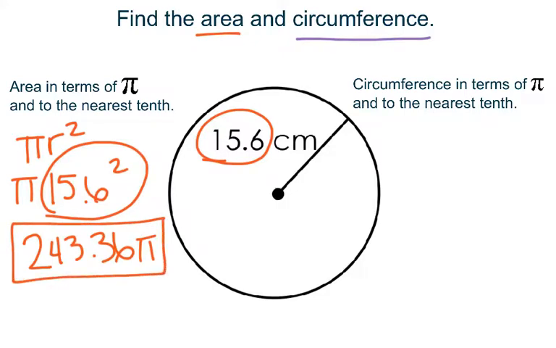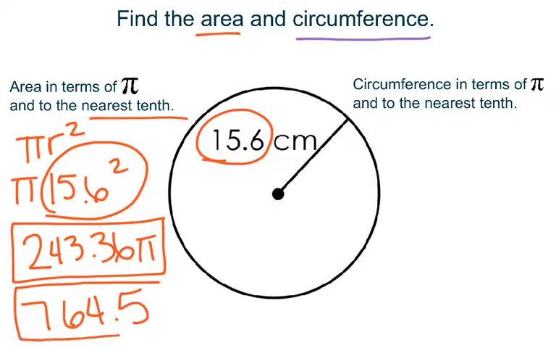And then if it asks you to find it to the nearest tenth, you would actually multiply that number by pi, and you would round it to the nearest tenth. So in terms of pi, it's 243.36 pi, and then to the nearest tenth, it's going to be 764.5. So that's just two different ways that an answer could ask you to find it, and both of those represent the same thing. You just have to read the question carefully. They're going to ask you for one or the other.